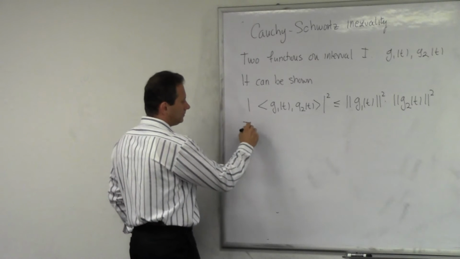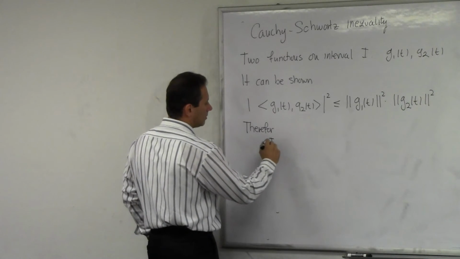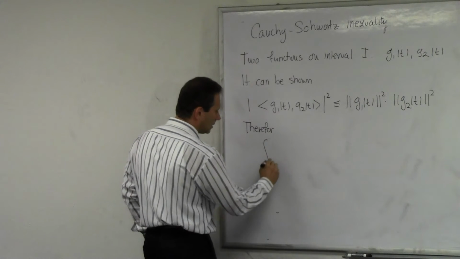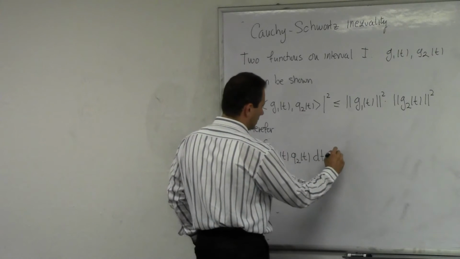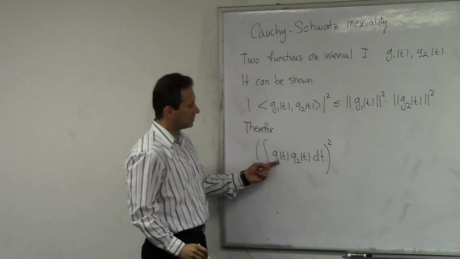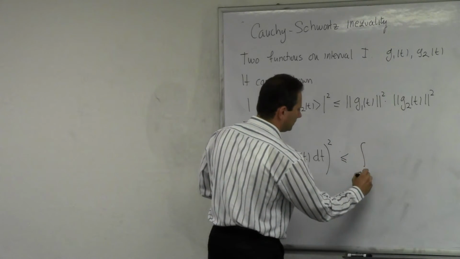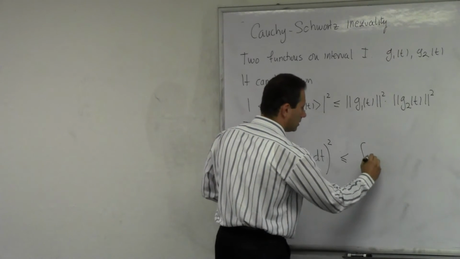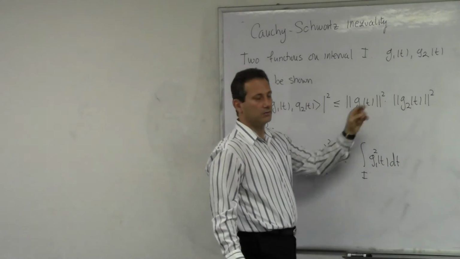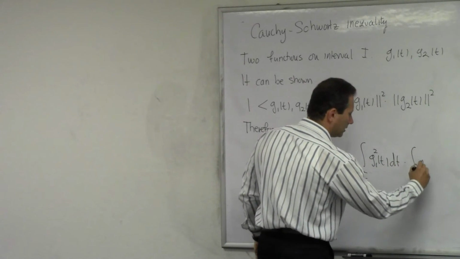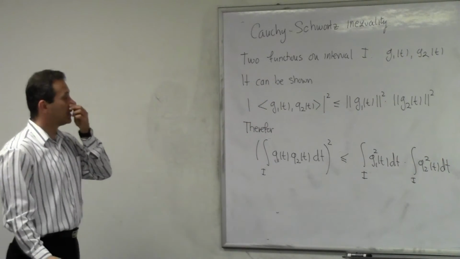If I write this in an integral form, this is what I have. Integral over interval I of g1(t) times g2(t) dt, everything squared, that's a dot product squared, is smaller than, what is the norm? The norm is the dot product with itself, integral of g1 squared of t dt. Since I have a norm squared, I don't have to take a square root, times integral over I of g2 squared of t dt. This is called the Cauchy-Schwarz inequality.